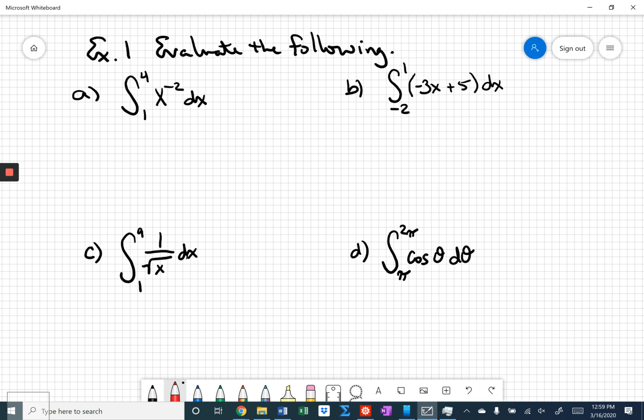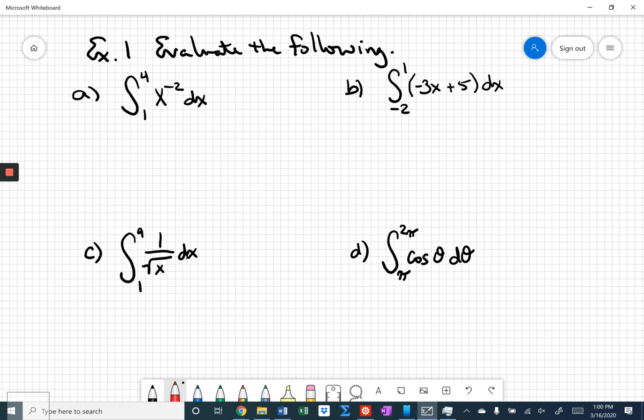All right, so x to the negative 2, got to be careful because x to the negative 2 means it's 1 over x squared, and we need our function to be continuous on the closed interval from 1 to 4. And it is, because the only discontinuity of 1 over x squared is at 0, and so 0 is not included from 1 to 4. So we're okay here. But it's worth checking to make sure the function is continuous.